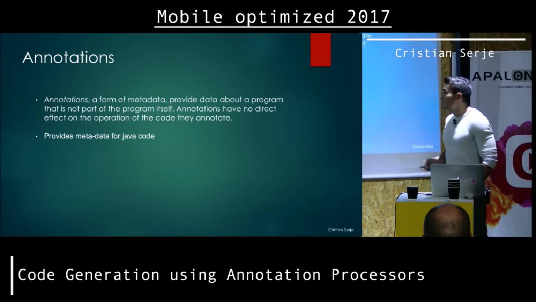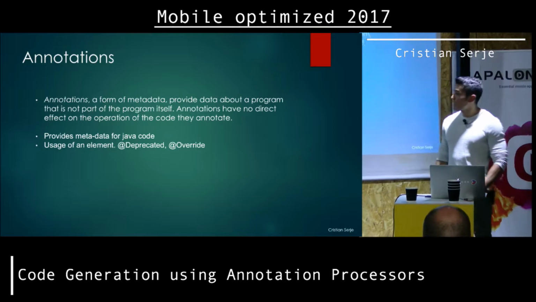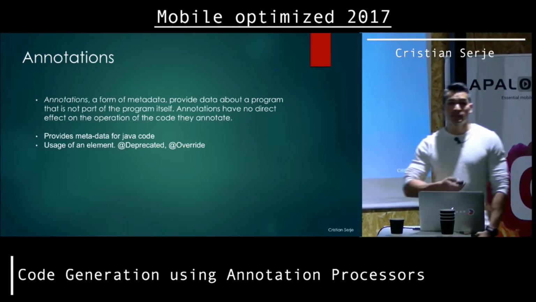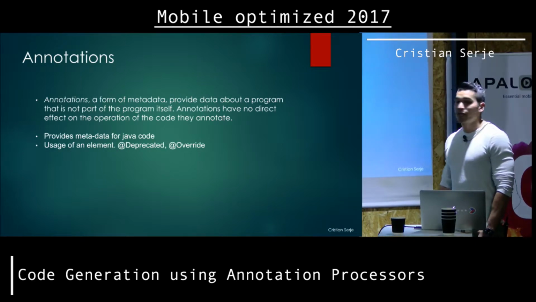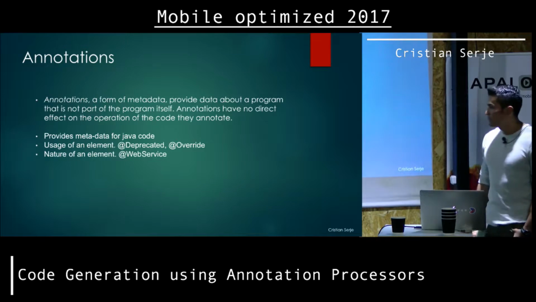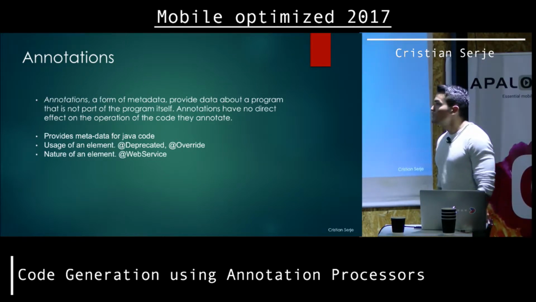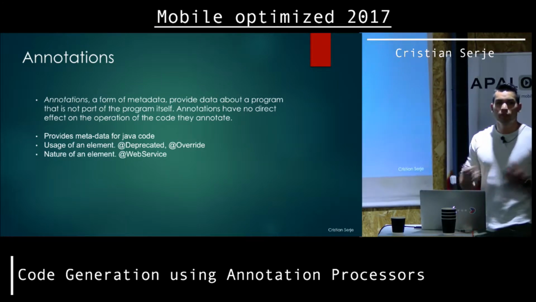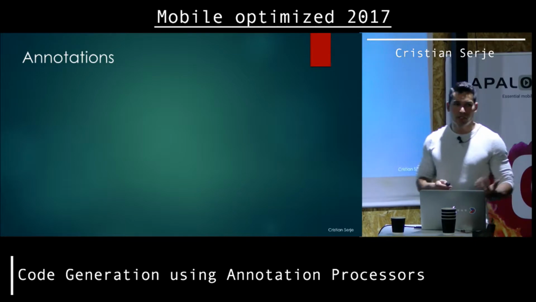All of that basically means the annotation provides metadata for Java code. It also describes the usage of an element, as you have seen with @Deprecated and @Override, and it also describes the nature of an element, for those who have worked in backend with web services and so on. So that's what we see in annotations. But if we want to write our own annotation, how would you do it?